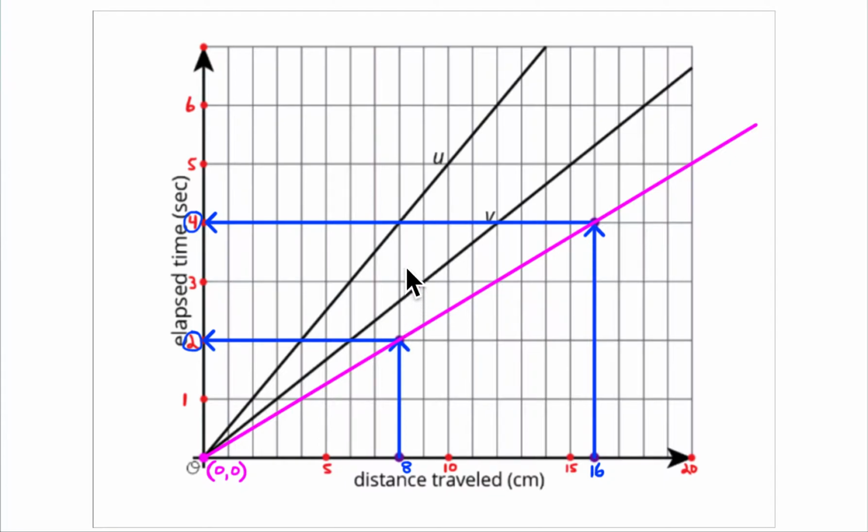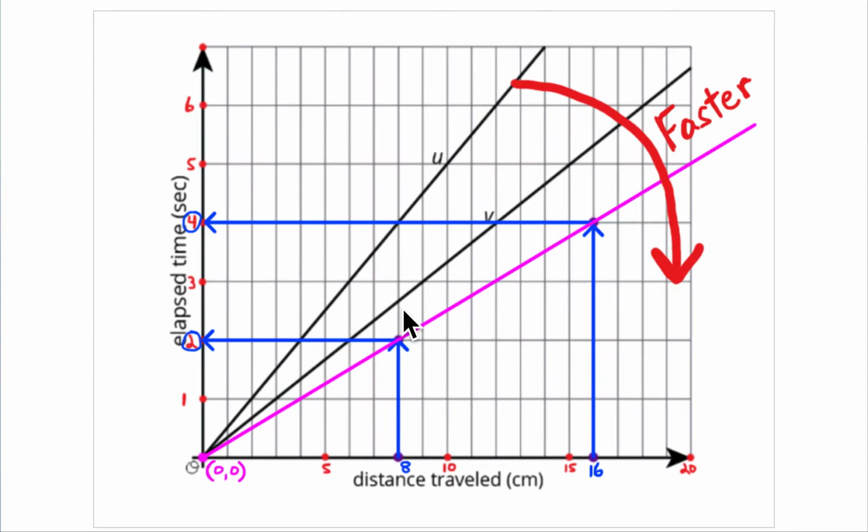So you go up to here, and it takes the ladybug twice as long. It takes 4 seconds to travel those same 8 centimeters, whereas it took the new bug only 2 seconds to travel those same 8 centimeters. And the ant is in between. So notice that the bugs, as they travel faster, their lines get less and less steep. So the faster bugs go, the lines go this way.